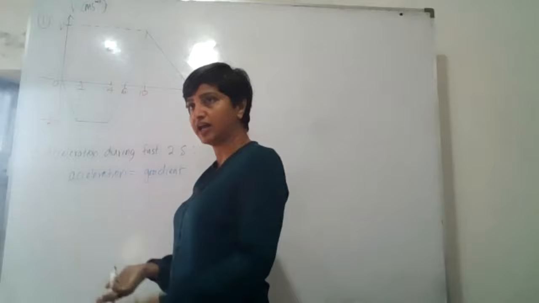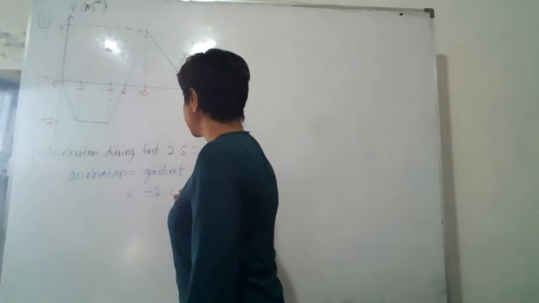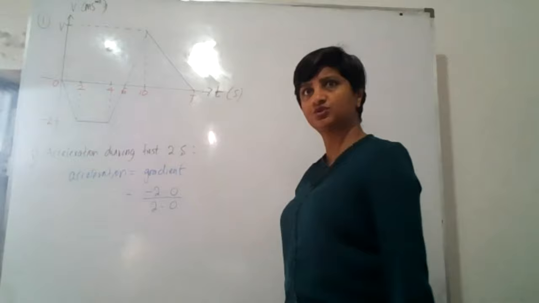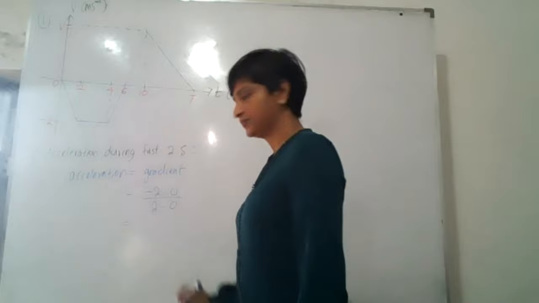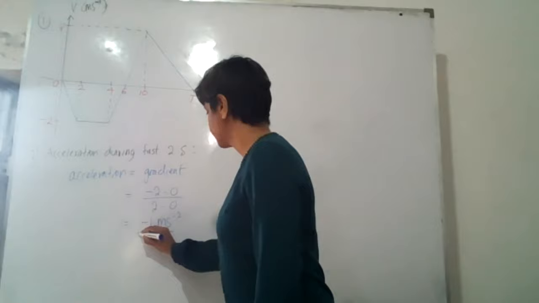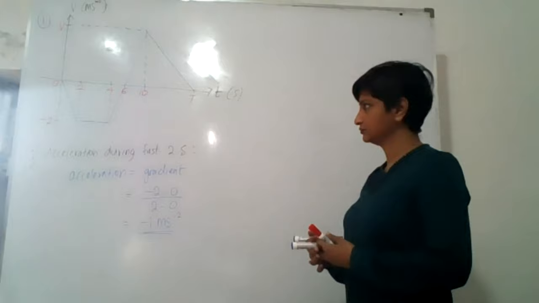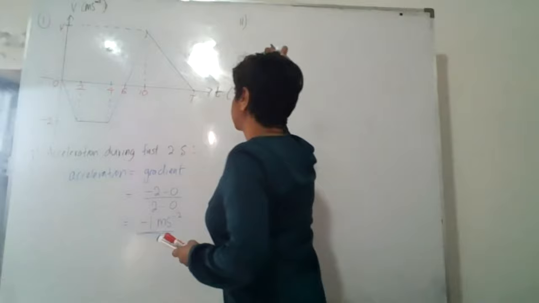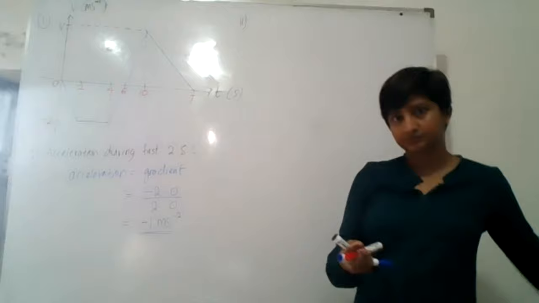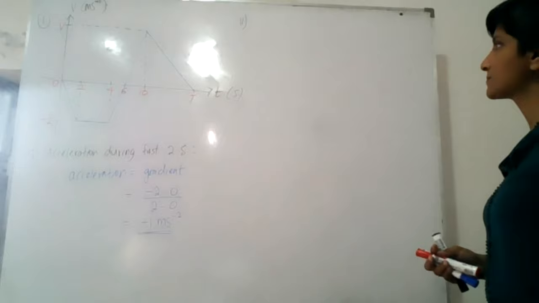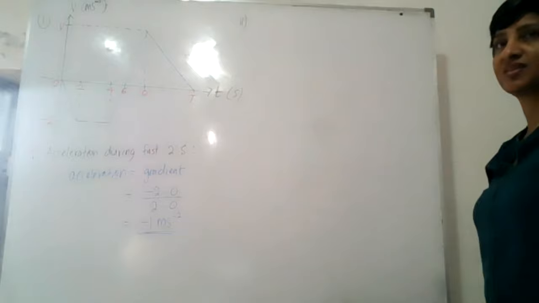How do we get that? Negative 2 minus 0 divided by 2 minus 0, y difference over x difference, you get negative 1. Now the value of V. Let you try it first.